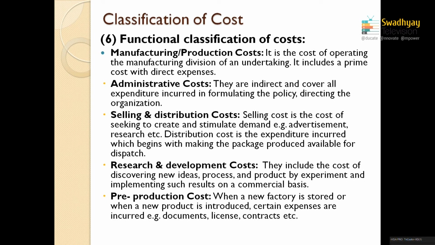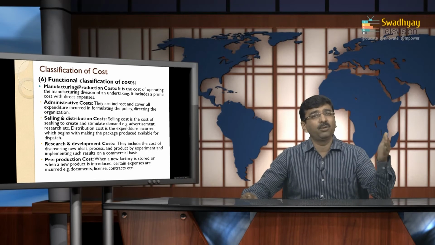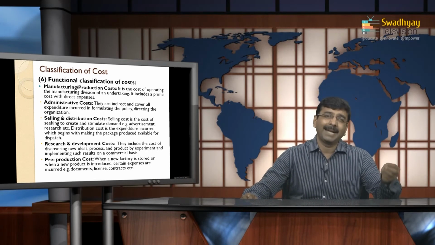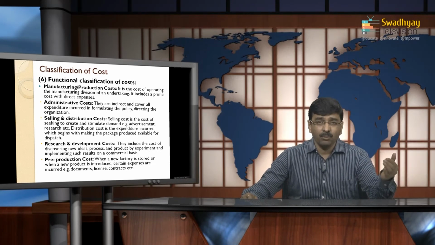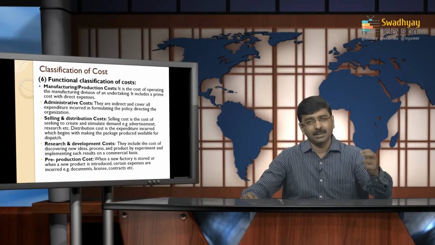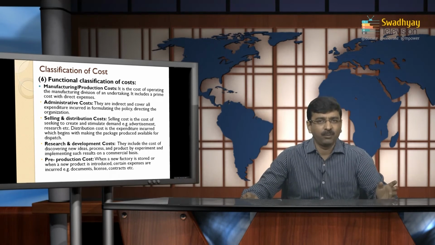As for the manufacturing and production cost, it means that under this particular classification all the manufacturing and production related expenditures are covered. That means the direct labor, direct material, direct expenses which are directly related to manufacturing and production are collected under this particular part. So any expenses regarding direct material and direct labor would be considered under the manufacturing cost.